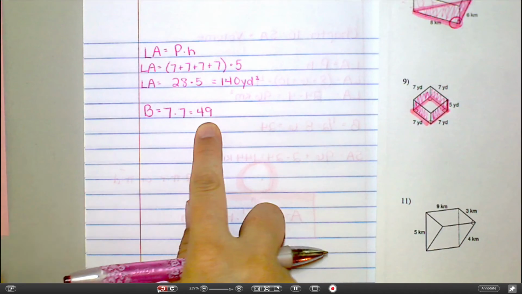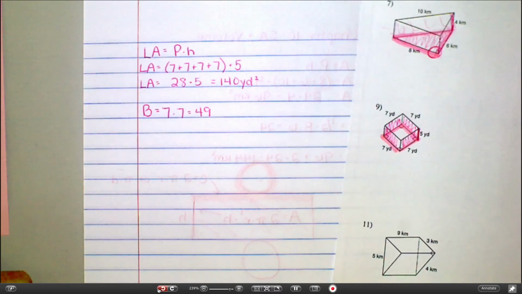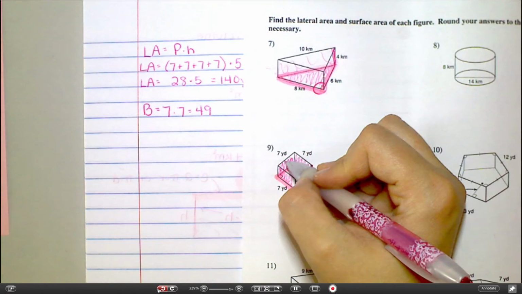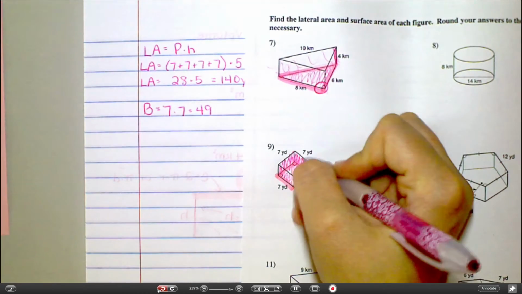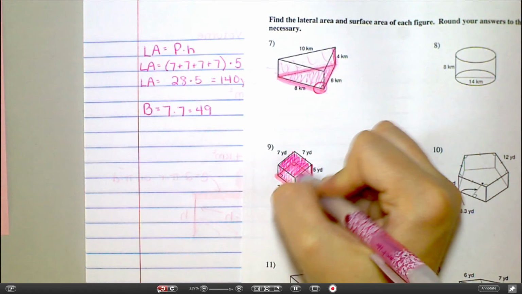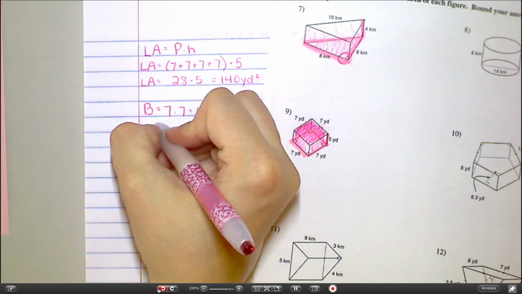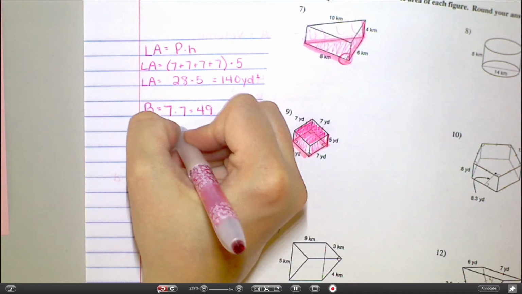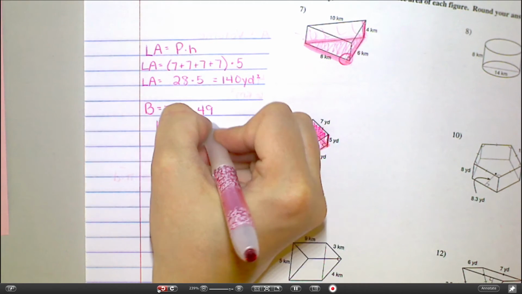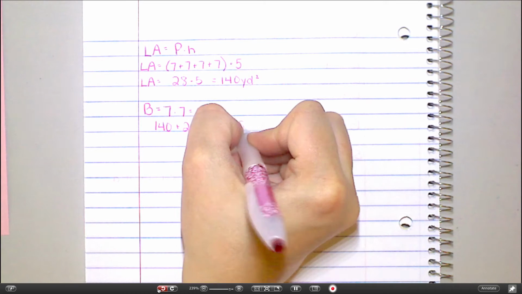Jacob, how many of those 49s do I need to add on? Because that 49 represents the square on the top and bottom. Yep. So this square right here that I'm kind of darkening in is 49. How many of those do I need to add in? 2 of them, right? Because I have one on top and one on bottom. So I would take 140 and add 2 times 49. It's going to be 98. So I believe that's going to be 238 square yards.